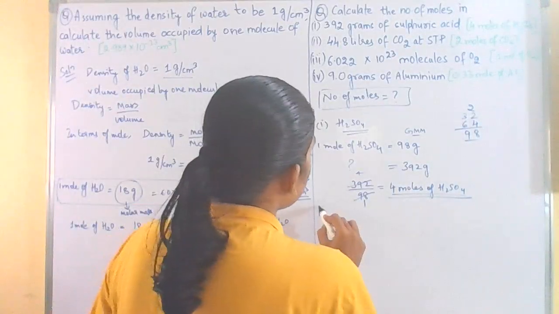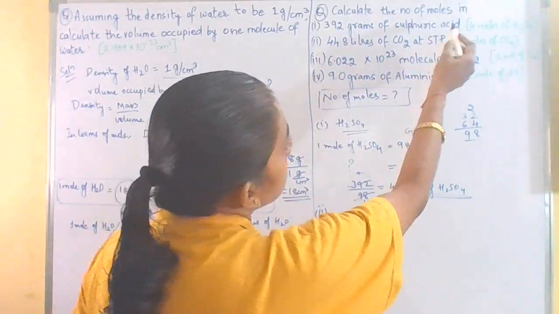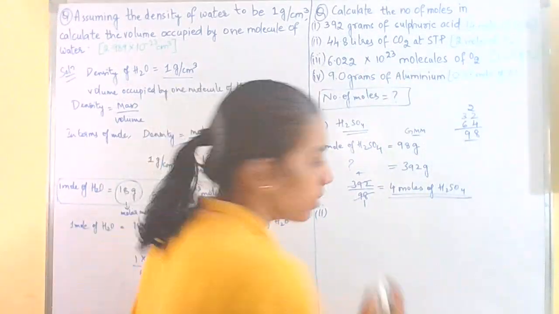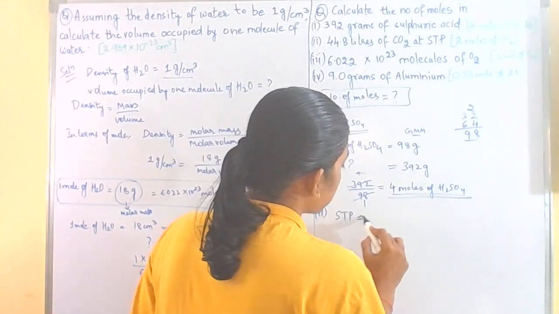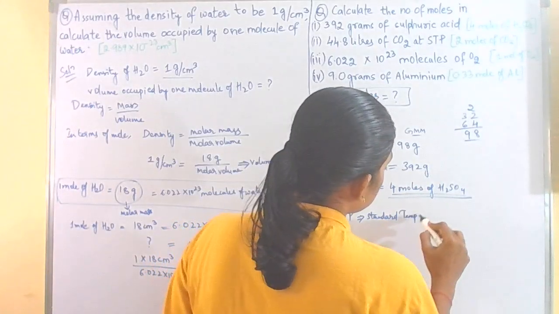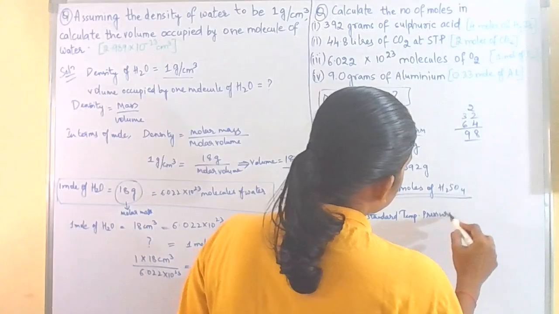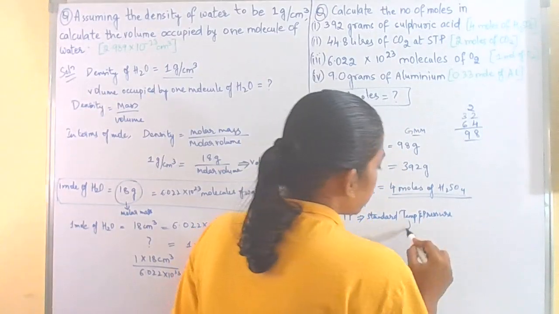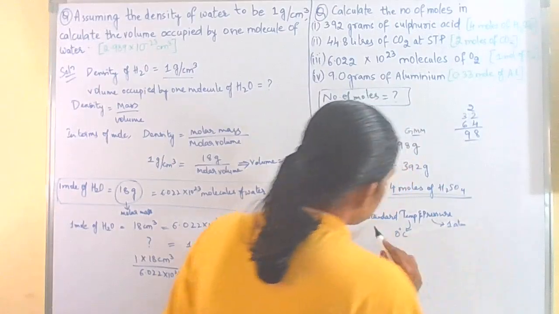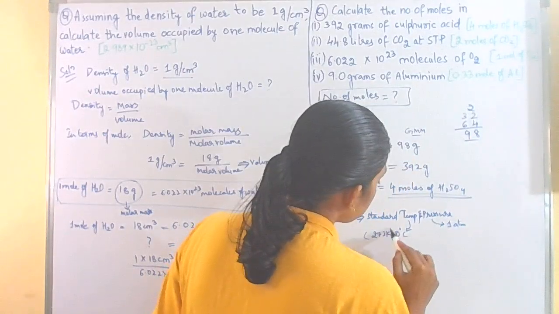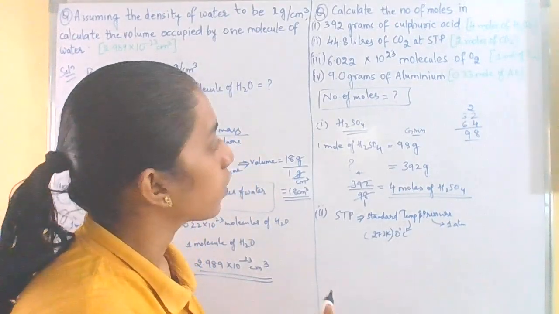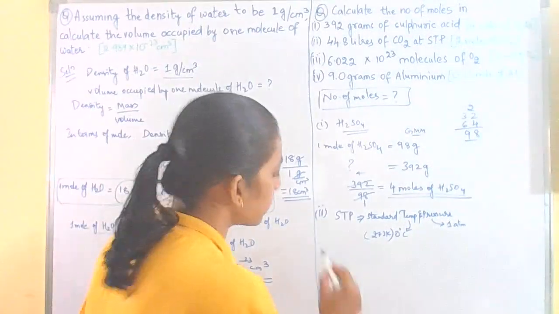Okay, now the second one. You have to calculate the number of moles in 44.8 liters of carbon dioxide at STP. What is STP? STP is standard temperature and pressure. Temperature here is 0 degrees centigrade. Pressure is 1 atmospheric pressure. 0 degrees centigrade in Kelvin it is 273 Kelvin. Now they have asked us to calculate number of moles in 44.8 liters of carbon dioxide at STP.